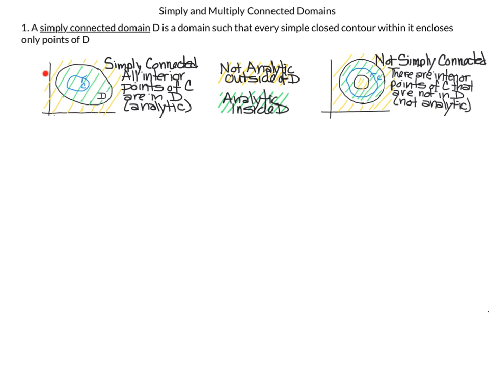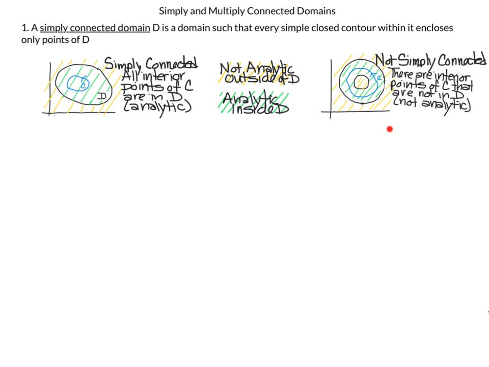Here's our picture of a simply connected domain. It's this D here that's bordered by this black contour, and it's shaded in green. So here, any closed contour we care to draw inside of D will contain only points in the domain. There's no way to draw some closed curve inside of D that also contains any part of this yellow part where our function is not analytic.